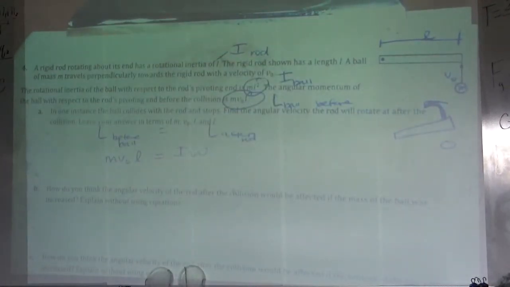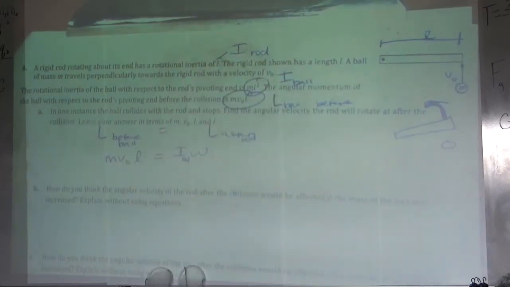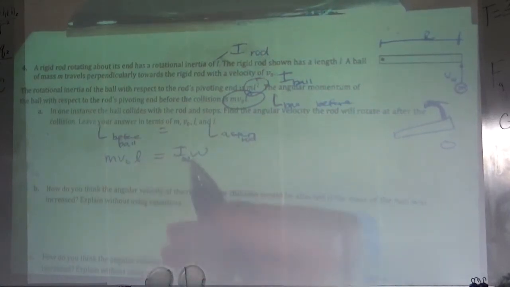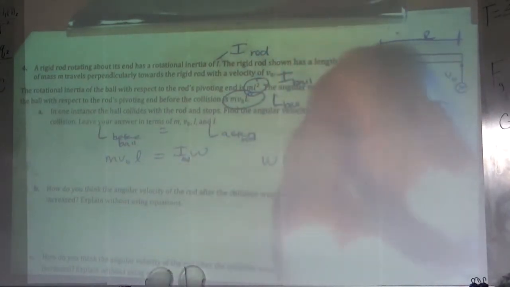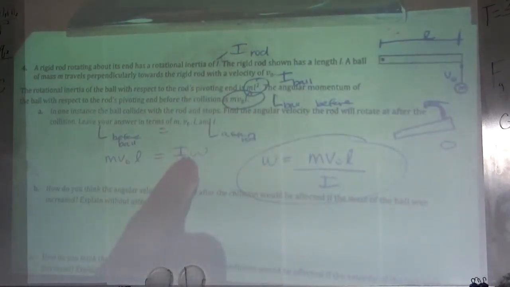The careful thing here is that a lot of people want to plug in mL squared. This is the angular momentum of the rod, so you want to use the I of the rod to get the angular momentum of the rod, not the I of the ball, because the ball is not moving, it's at rest. So when asked to solve for omega, you actually just leave it like this, over I, because the I I gave you was the rotational inertia of the rod, not the rotational inertia of the ball, mL squared.